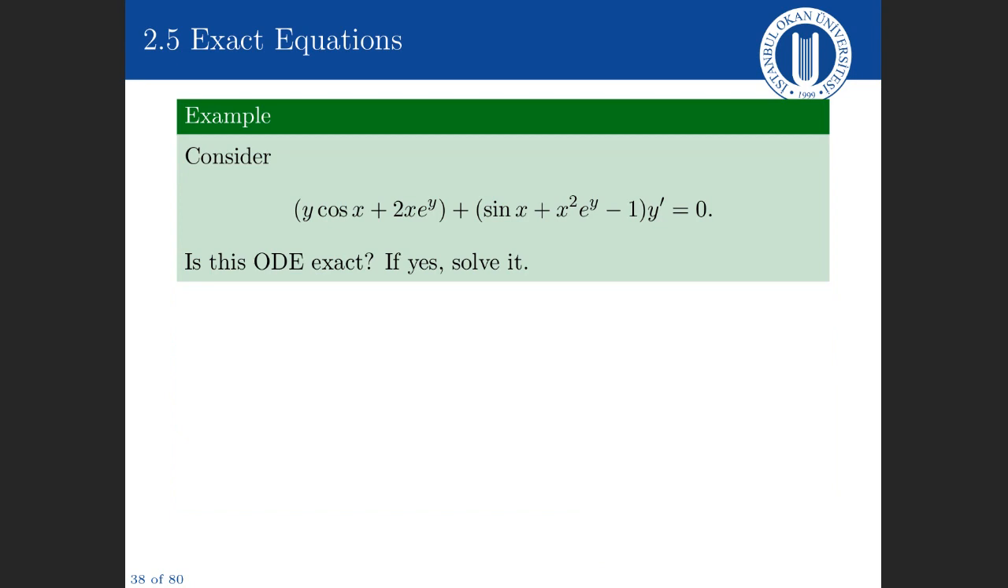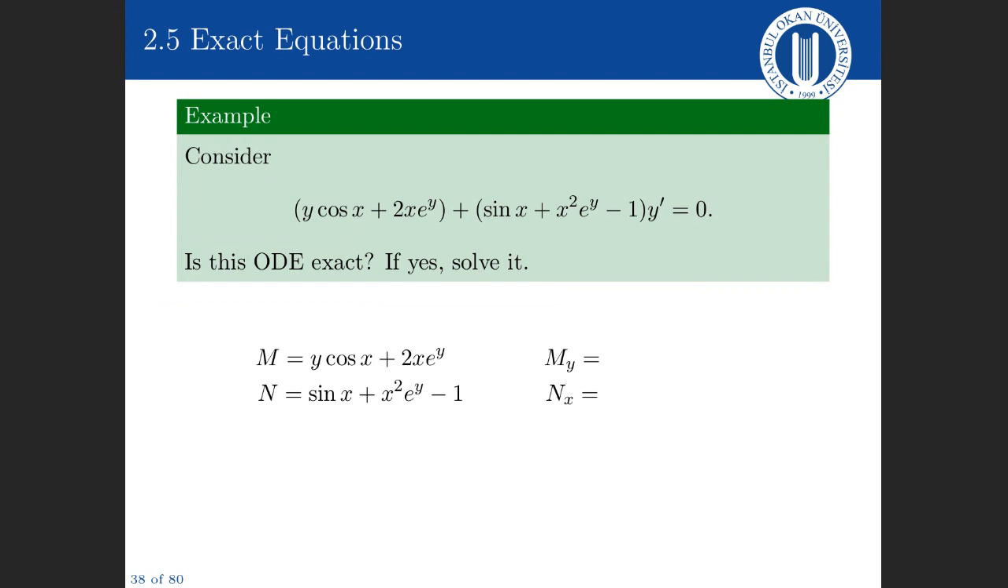Let's do an example. Consider this differential equation: y cos x plus 2x e to the power y, plus sine x plus x squared e to the power y minus 1, multiplied by y prime, is equal to 0. Good question. Is this equation exact? And if the answer is yes, then solve this equation. You have 2 questions like this on your homework.